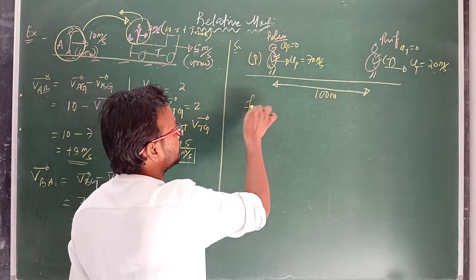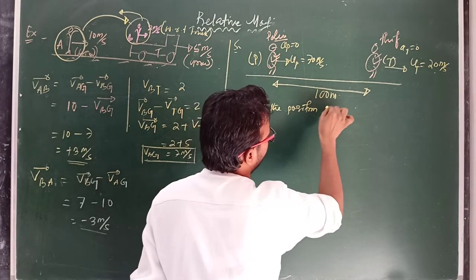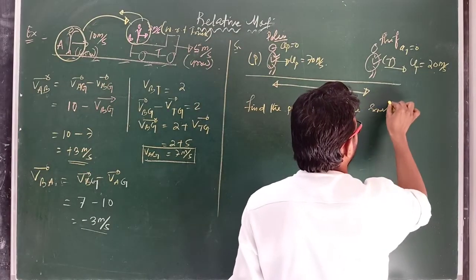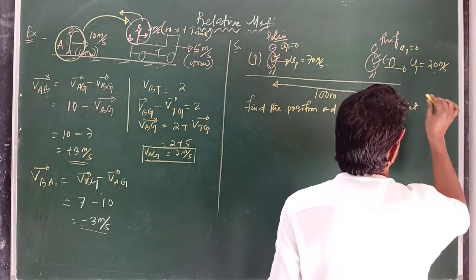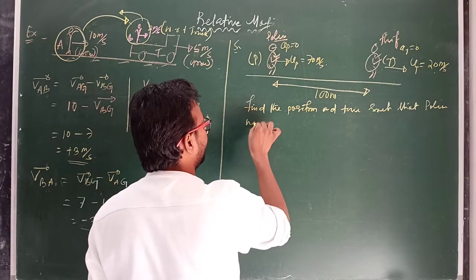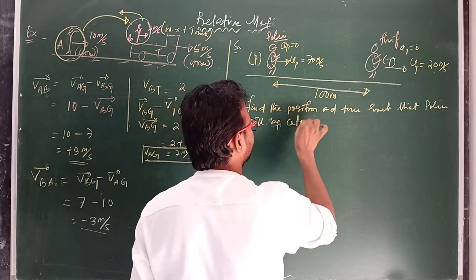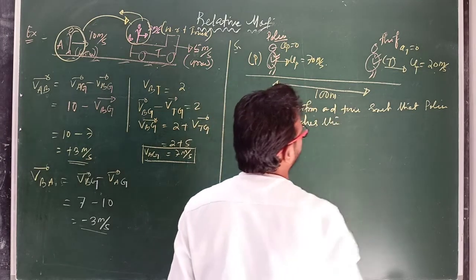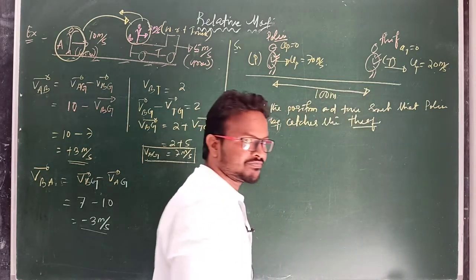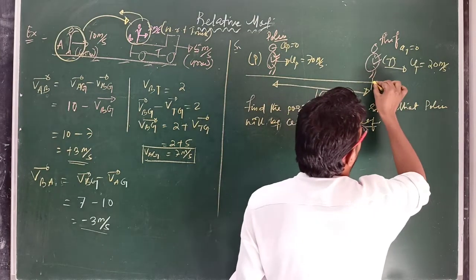Find the time, find the position and time such that police catches the thief. So we have to find the time where they will meet and at what distance from the thief they will meet each other.